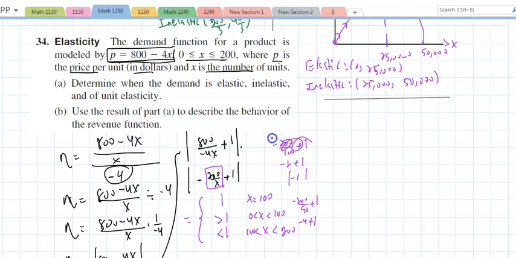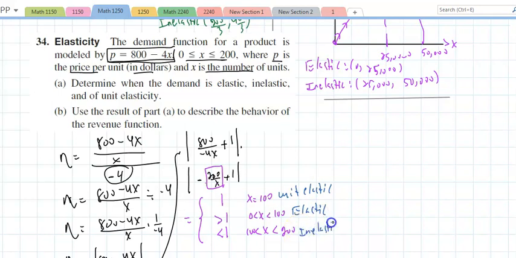Now, this will be unit elastic. Here, since it's bigger, that's elastic. And here, inelastic. So common sense. And this is part A. If I look at part B, that's going to make things a bit simpler, I think. Use the result from part A to describe the behavior of the revenue.